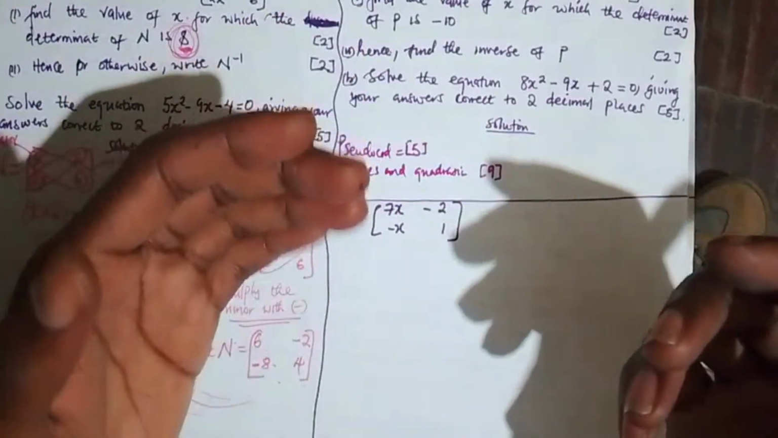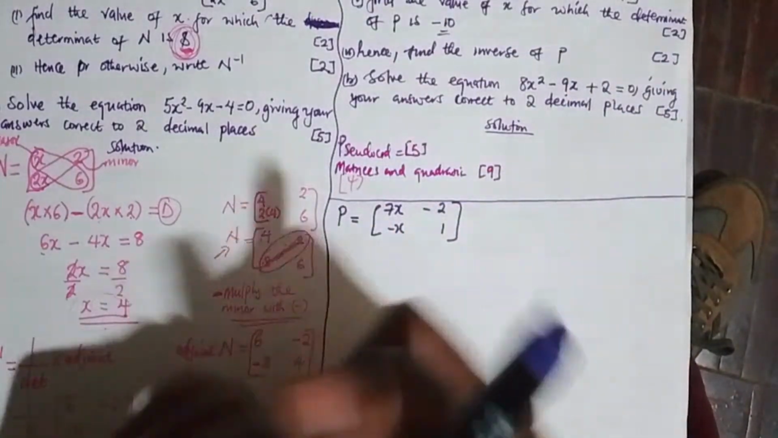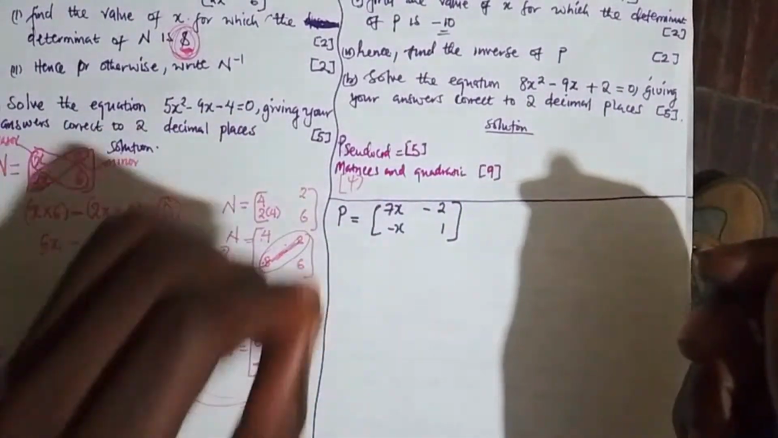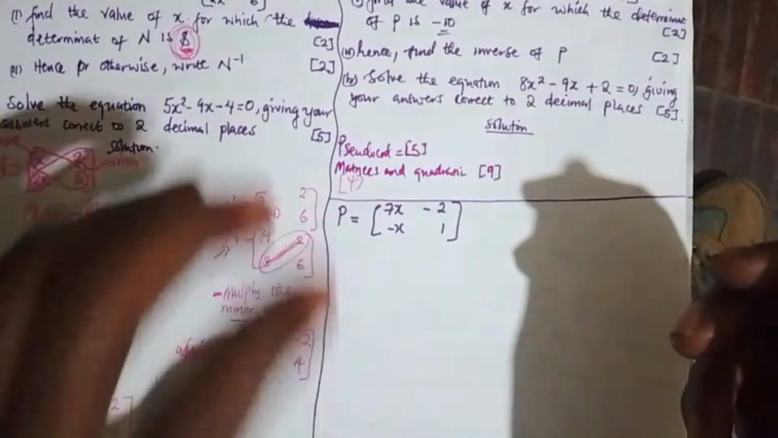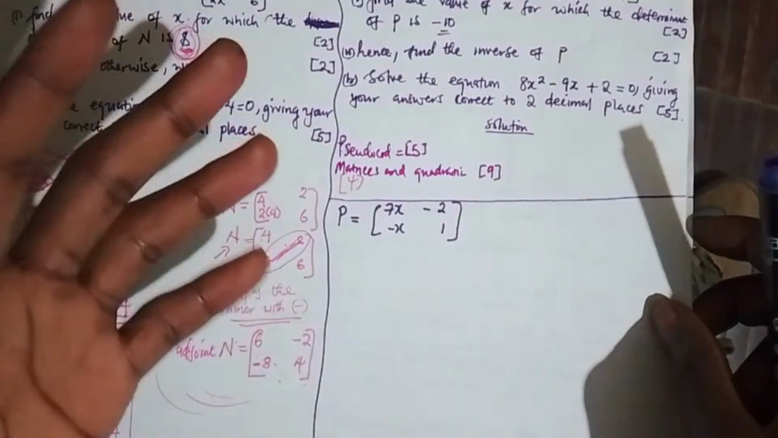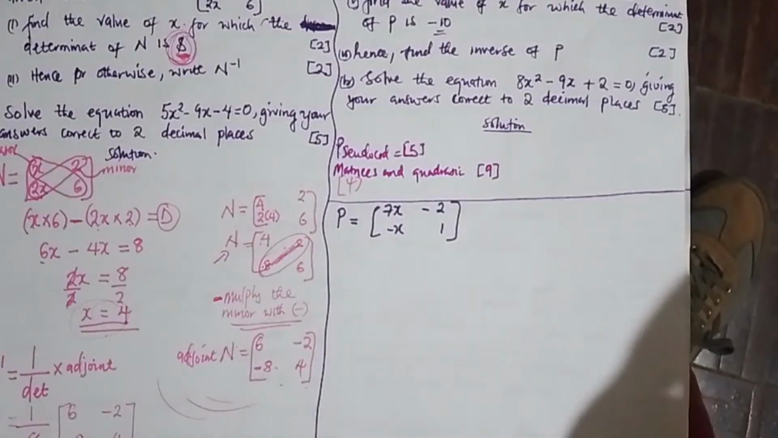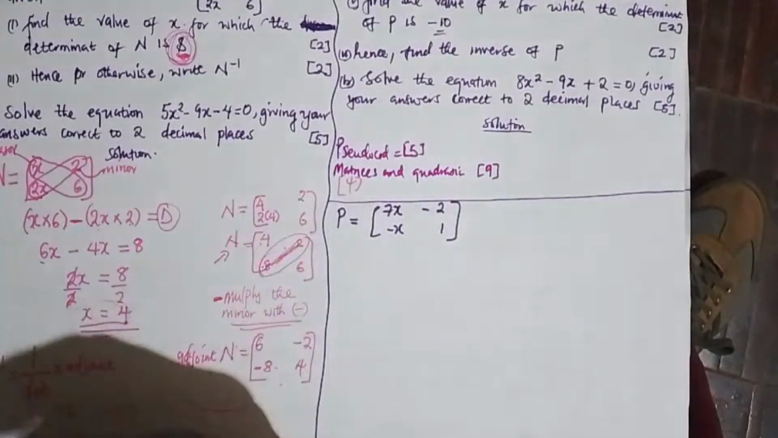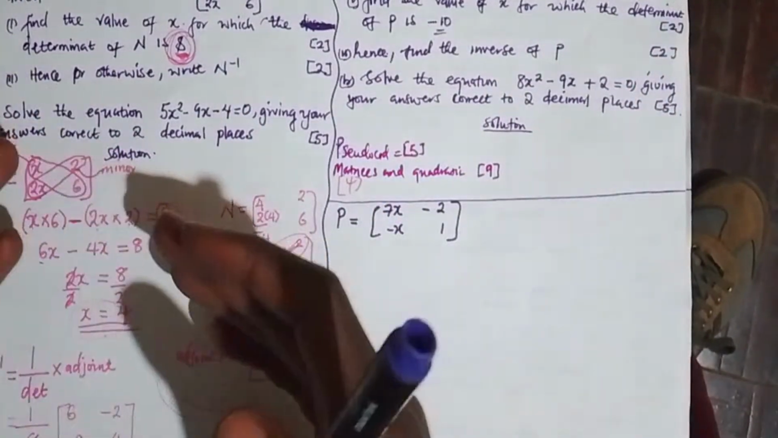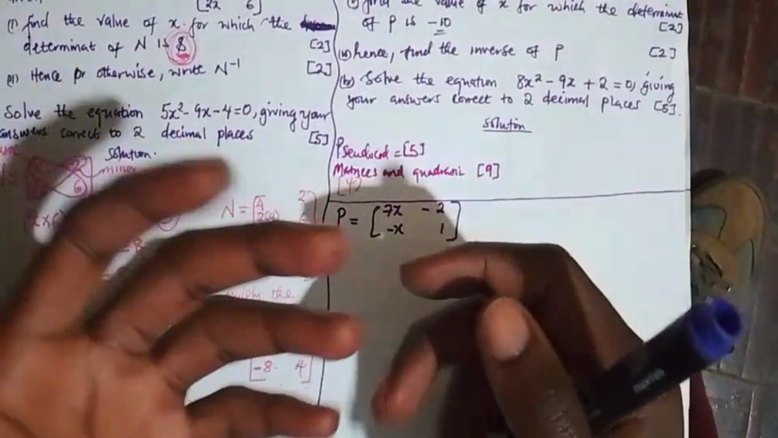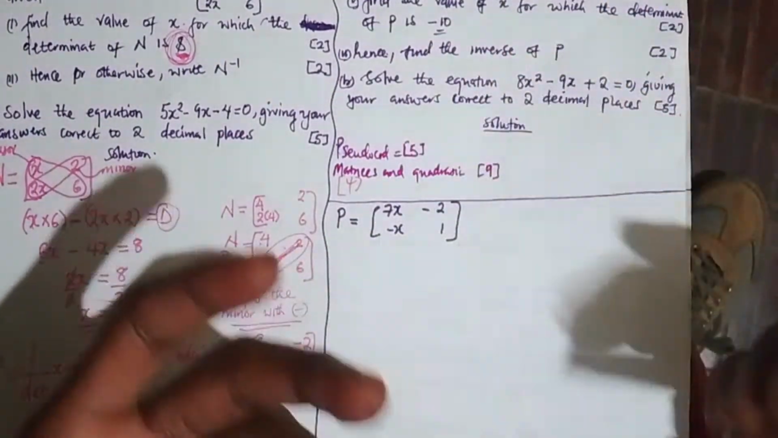So here the determinant they gave us was negative 10. And they have asked us to find the inverse of P. So here we are calculating the inverse of P now. So how can we calculate the inverse of P? The way we calculate the inverse of P is what I've showed you here. The first thing we are supposed to find is the value of x, which we don't know.